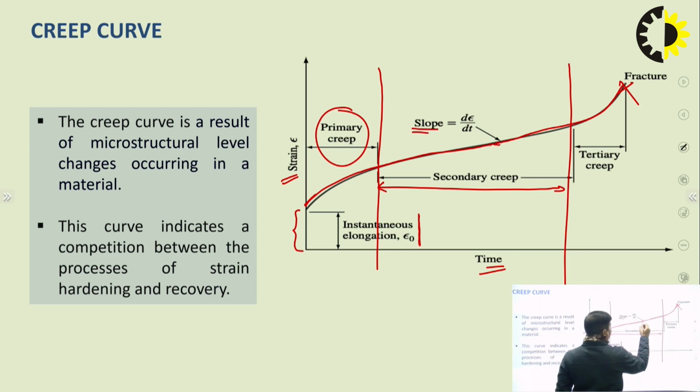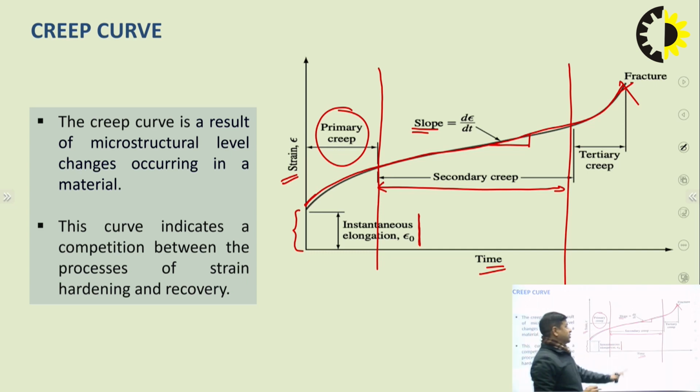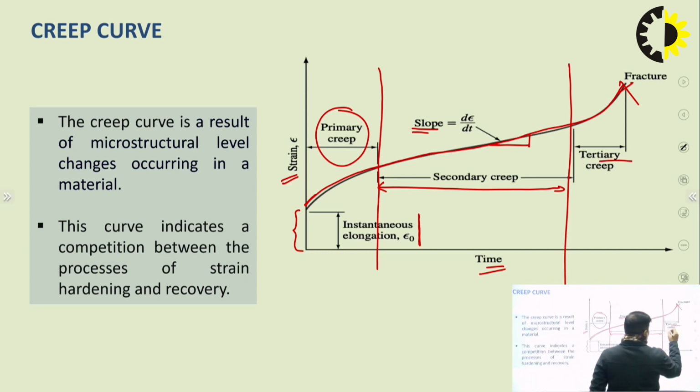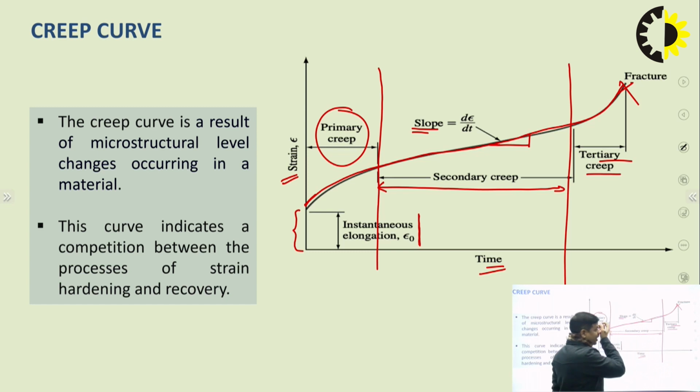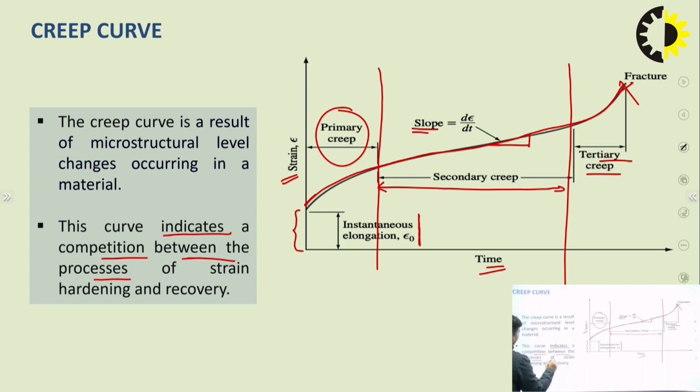So the slope is very less here. And the third zone is known as the tertiary zone, tertiary creep, where suddenly because of defects and deformation, fracture takes place. So these are the 3 stages of the creep curve. This curve basically indicates the competition between the processes of strain hardening and its recovery, you can say.